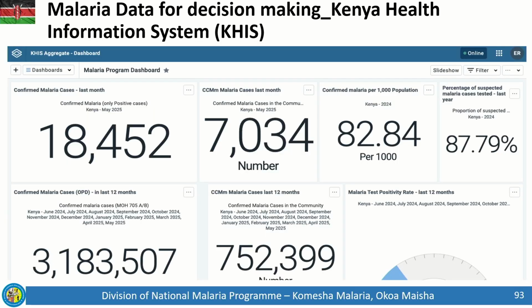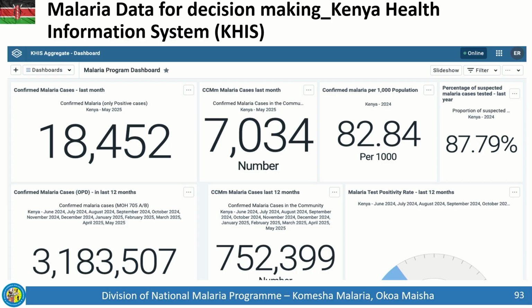So how are we utilizing data to make decisions? This is our Kenya Health Information System platform. It's basically the reported cases from our facilities being reported from the health facility level to the national level, and we're able to visualize this data.